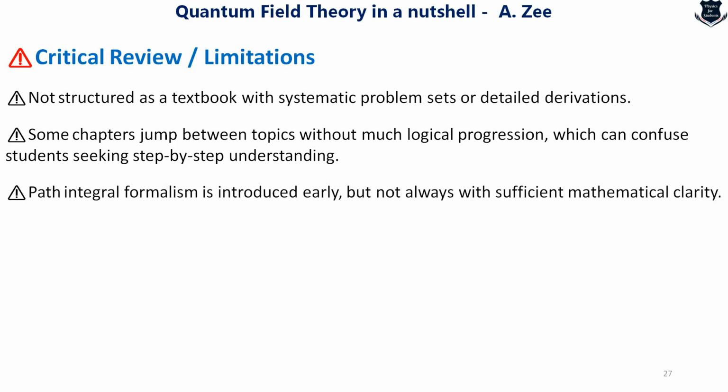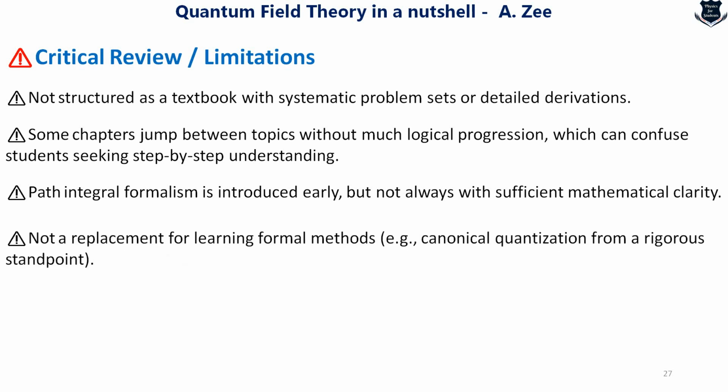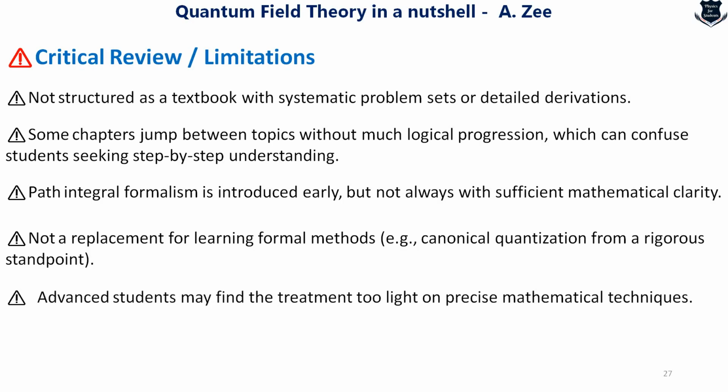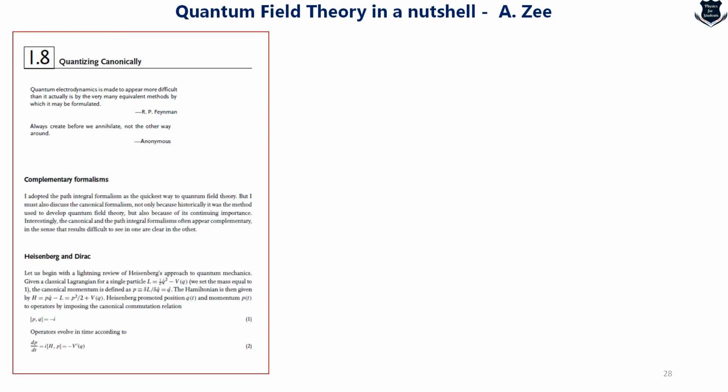And also you see that some chapters jump between these topics, which can confuse students. Path integral formalism is introduced quite early, which should be a little bit later. Not a replacement for learning formal methods, and advanced students may find treatment too light on certain precise mathematical techniques. So I won't recommend this for people who are an absolute beginner, because if you're jumping to Dirac spinor in chapter 2, it assumes a huge lot of mathematics.